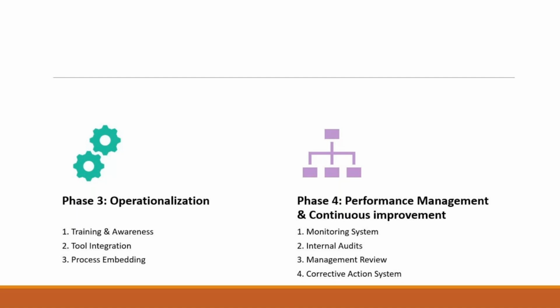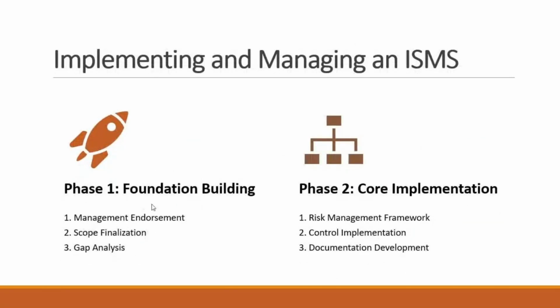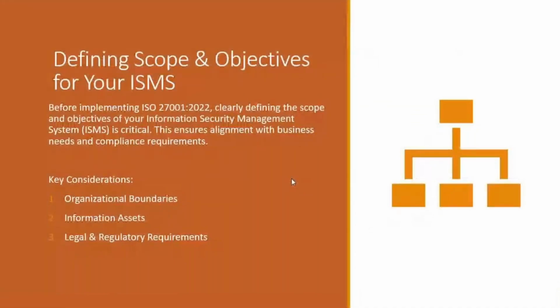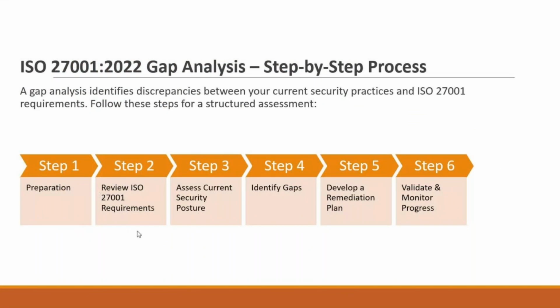They will be asking, do you know what the strategies are for the implementation? You can simply remember these 4 points, what strategy you are going to follow for the implementation. Okay, foundation building, core implementation, operational and performance evaluation. Okay, they will be asking how you are going to conduct a gap assessment. Simple 6 steps of a gap assessment. Prepare, review, okay, look for the current state, identify the gap, develop a remediation plan and go with the monitoring. Okay, look for the progress.